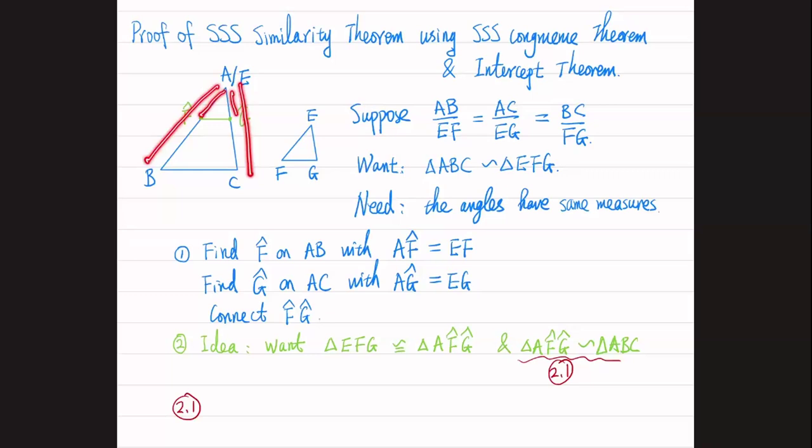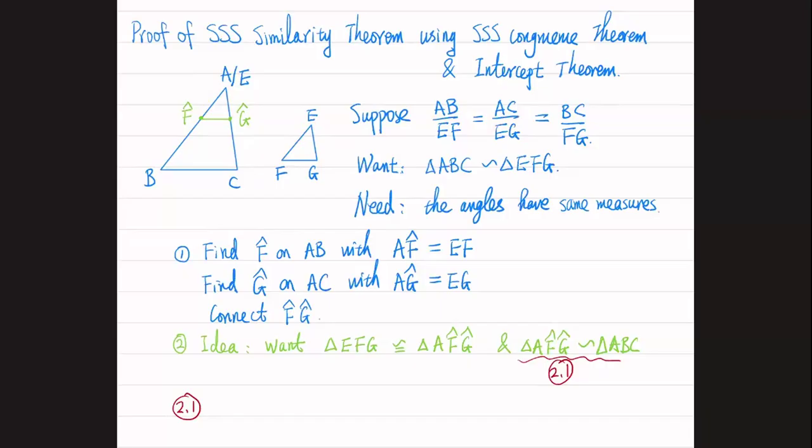Okay, Kira, you said yes. What's the argument for this? Basically, since the copy of F to A equals F to E, and the copy of G to A, F to G is E to G, and then we said that AB over EF equals AC over EG, so technically the ratios are the same.